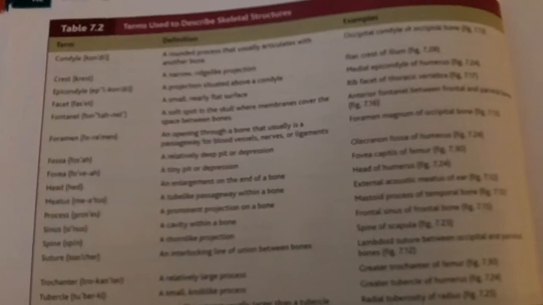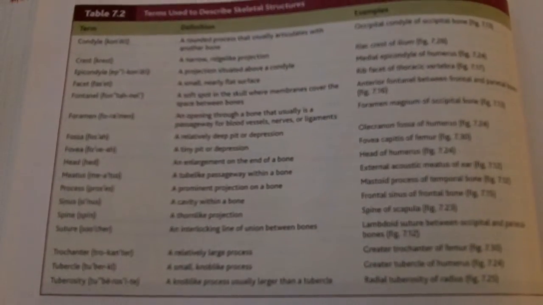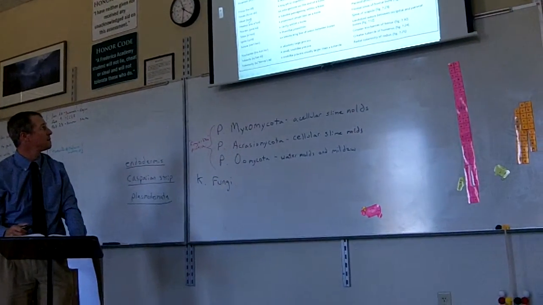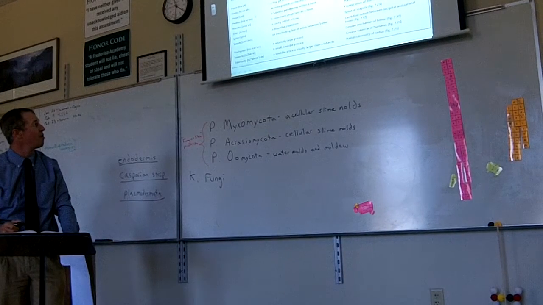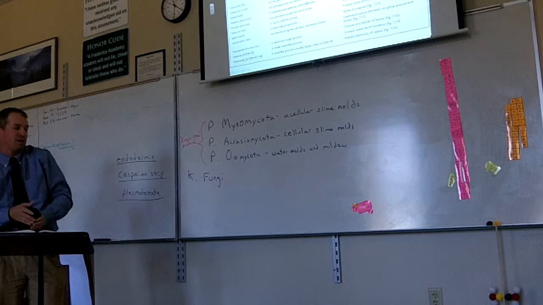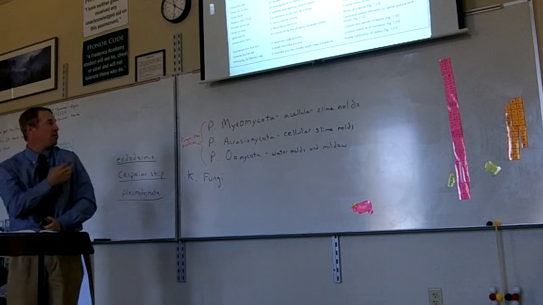A fossa is a deep pit or depression in a bone. Some bones have dips in them, and those are called fossas. Some bones have foveas, a tiny pit or depression. So a deep pit is a fossa, a tiny pit is a fovea. The head of a bone is an enlarged end of a bone. The head of the humerus is the round part of the humerus.